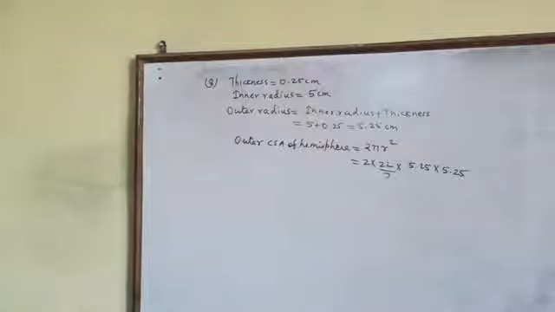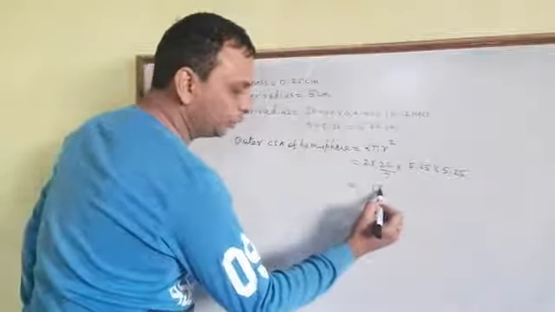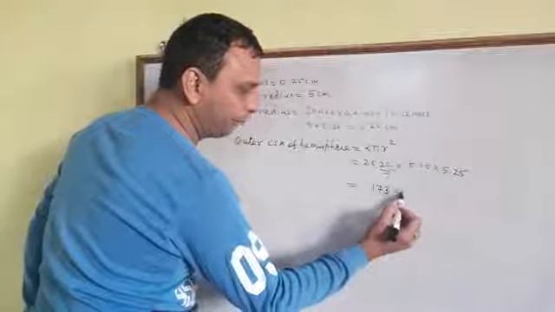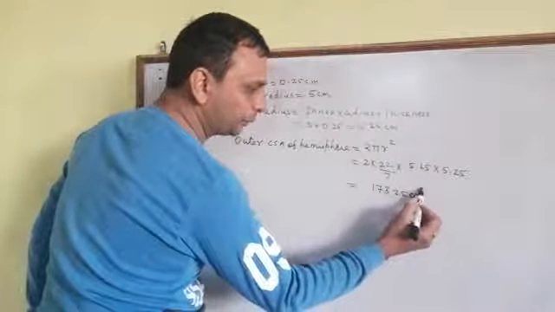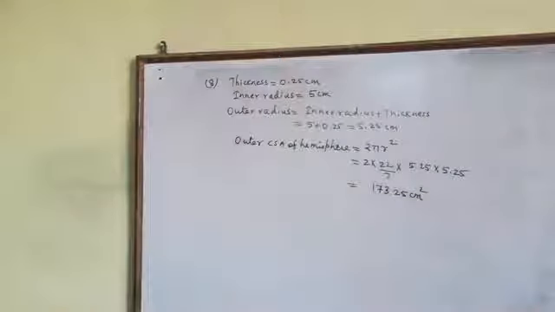Now after this we have to do the calculation to find the outer curved surface area. The same calculation we did in question number 5 also. So we got the answer here: 173.25 centimeter square. So this is the answer for question number 8. This completes question number 8.